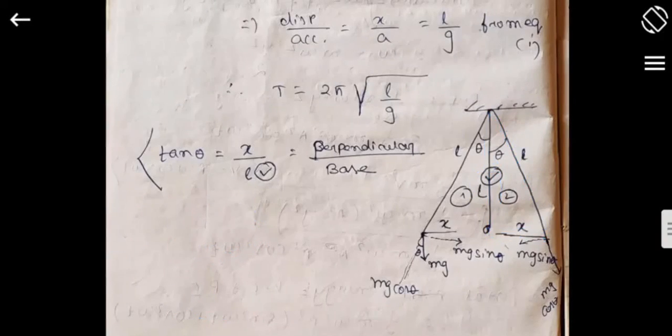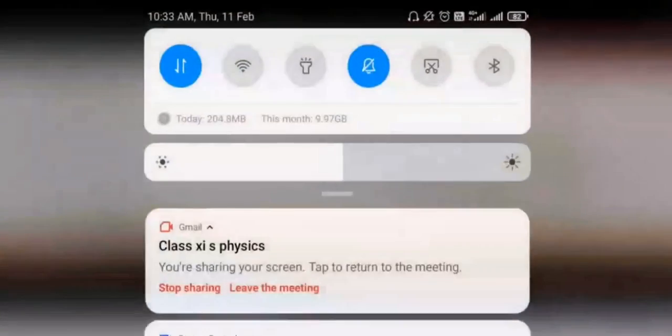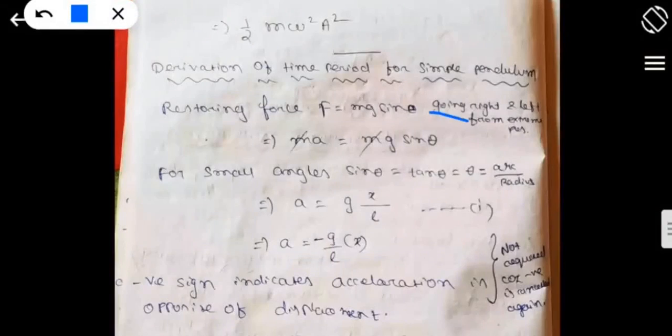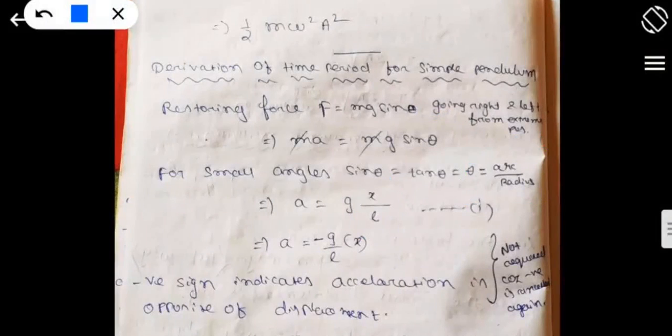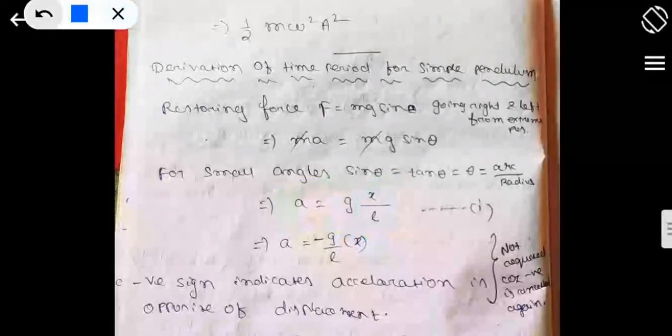So let us place it. The theta value is arc upon radius, that is x upon L. So the formula is A into G into x by L. Here you have to put the negative sign, but generally during further calculation we eliminate it. If you want to find out the direction, it should be negative.